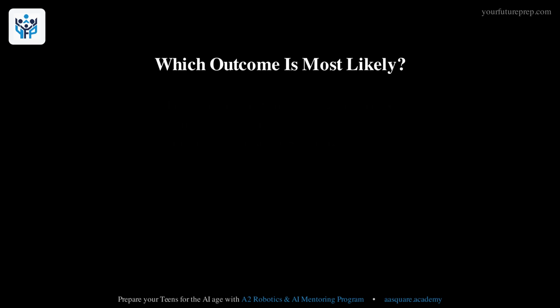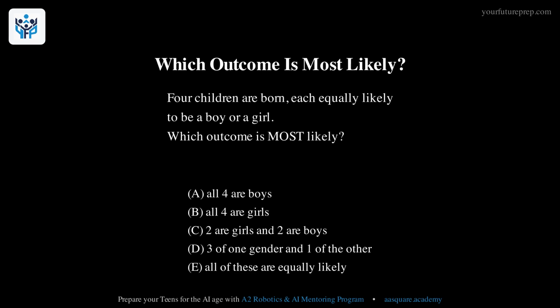4 children are born at a hospital, each equally likely to be a boy or a girl. Which outcome is most likely? A. All 4 are boys. B. All 4 are girls.